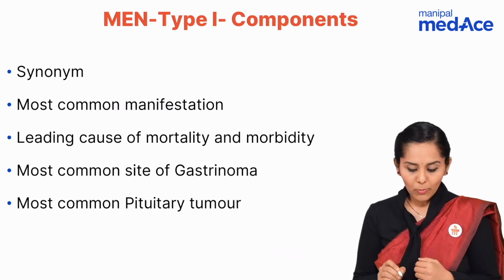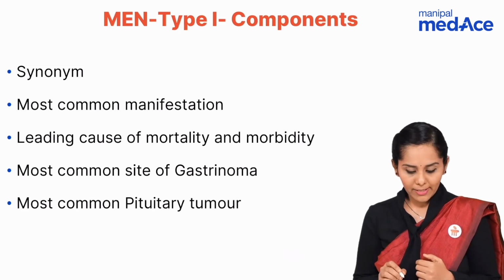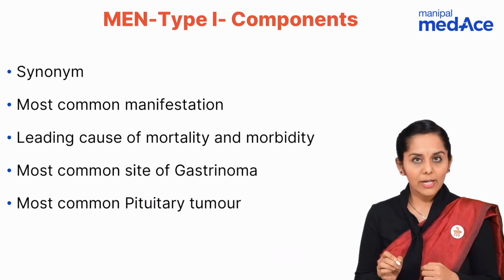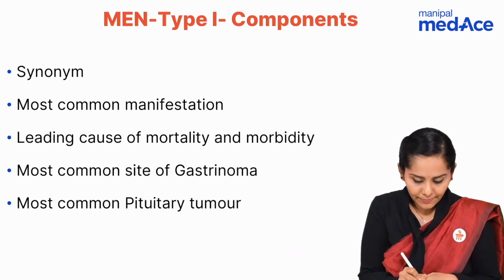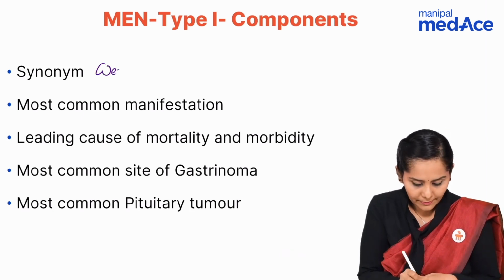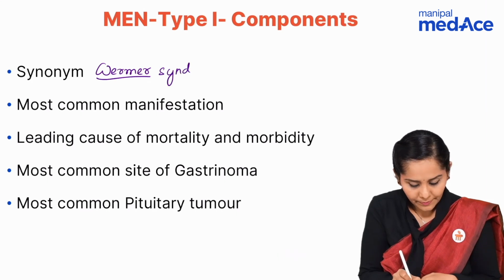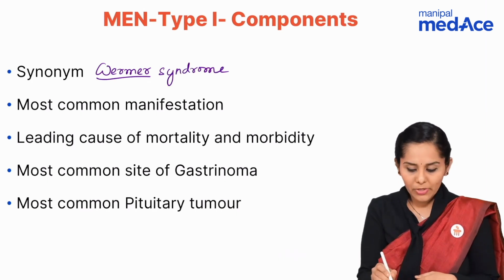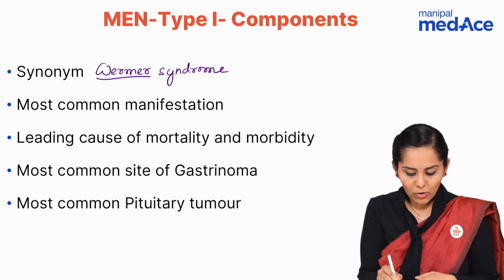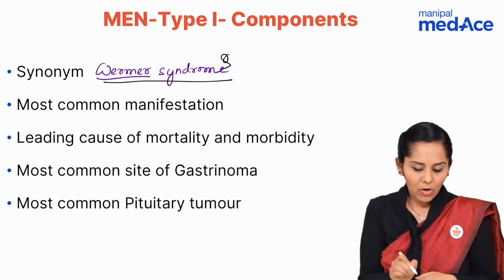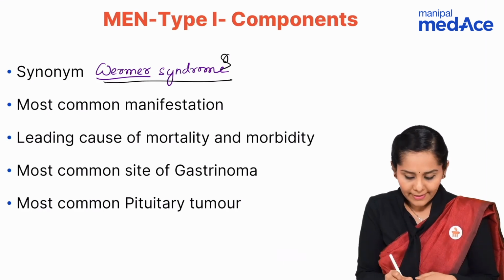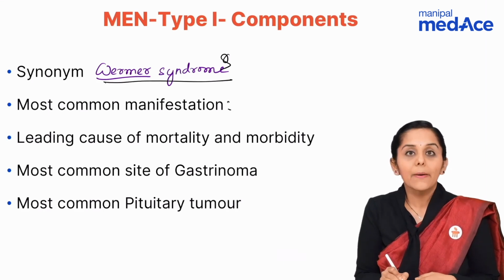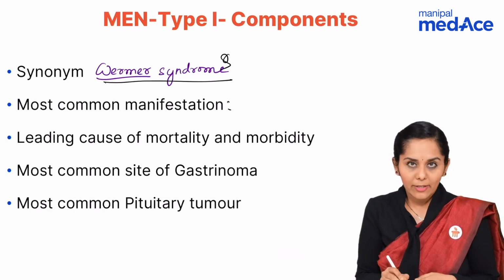Right? So now moving on to the individual subtypes, first is multiple endocrine neoplasia type 1, which is also called as Wermer syndrome. Remember these alternate names because a question can be just based on these synonyms, right? So this is an important thing. What is the most common manifestation? So it is the primary hyperparathyroidism.